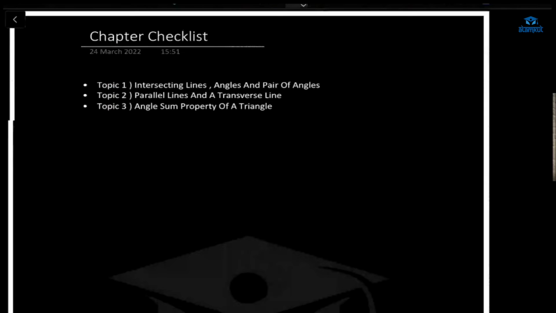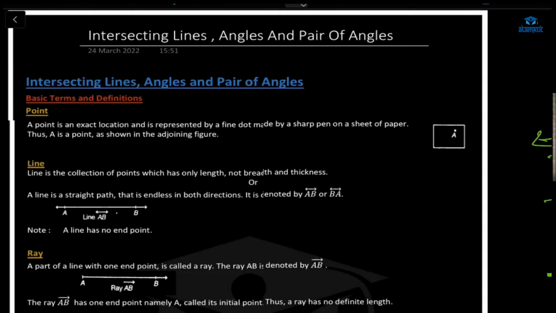What are the topics that we are going to cover in this chapter? The first one is intersecting lines, angles, and pair of angles. That means the different types of lines, the different angles, and the different pairs of angles. In topic 2, we will cover parallel lines and a transversal line. Topic 3, angle sum property of a triangle. You'll get the triangle in an elaborated form in your class 10. Now, let's start with intersecting lines, angles, and pair of angles.